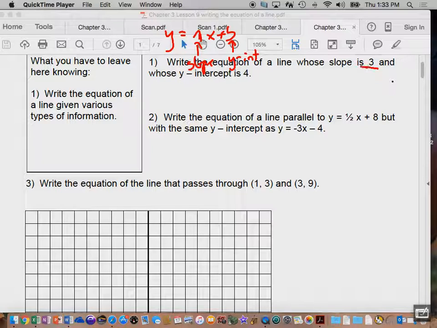So I'm going to put this in place of the slope, so I get y equals 3x. And then the y-intercept is 4, so I put that in place of b, and I get y equals 3x plus 4, and I pray.